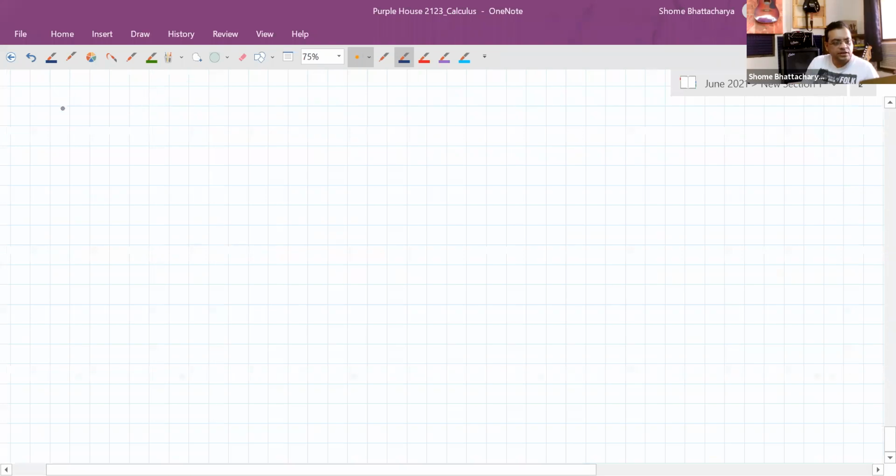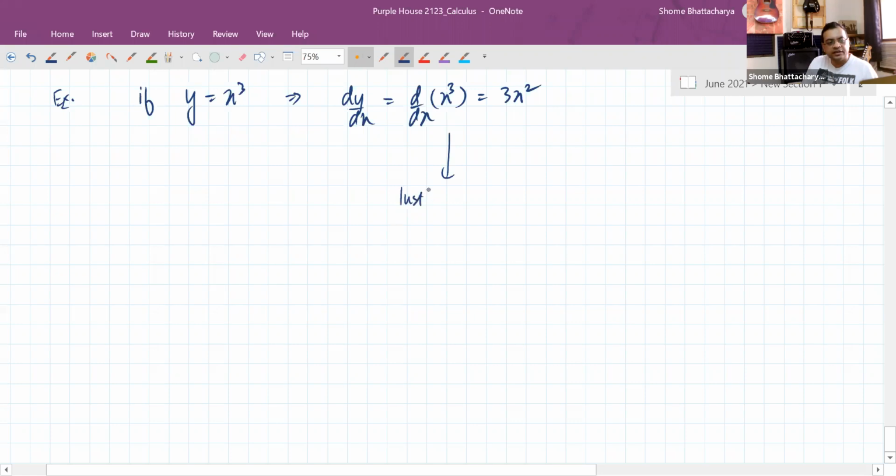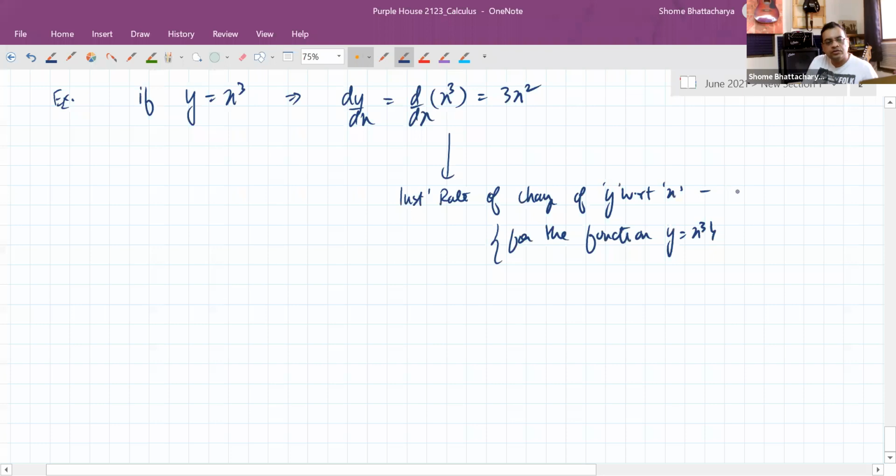Now before we come to the formula of differentiation, let's again understand what we mean by this. In this example, we saw that if y is equal to x cube, then by applying the definition of differentiation, we get 3x squared. Now, what is the meaning of dy by dx being equal to 3x squared? It means that the instantaneous rate of change of y with respect to x for the function y is equal to x cube is 3x squared.